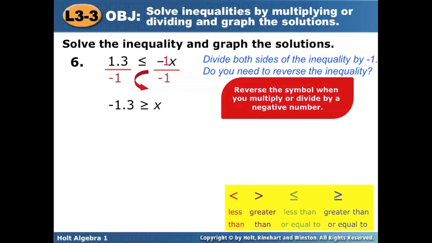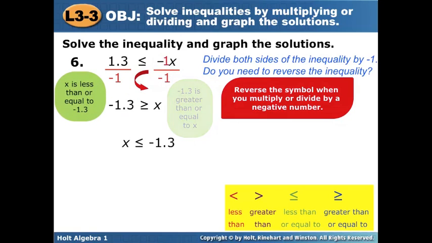So our answer, we have -1.3 is greater than or equal to x. Remember, when we write our answer in set notation, the variable must be on the left. Therefore, we're going to rearrange this problem. For our answer, it will say x is less than or equal to -1.3.